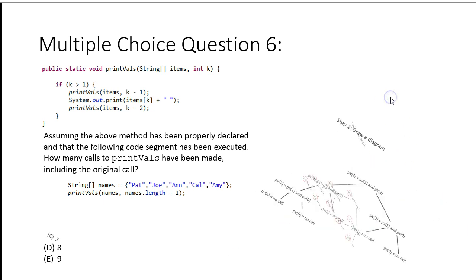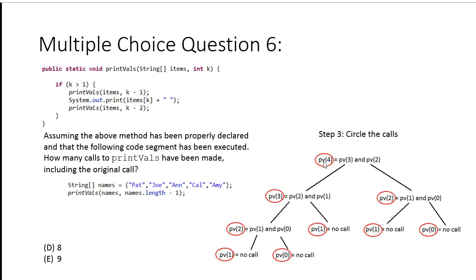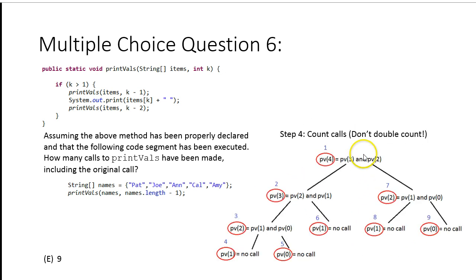So we could draw our diagram again. Here's our initial call. These are all the different calls. Don't double count, so it's going to call PV at 1, so that calls these two, which is, there's PV at 3, PV at 2, PV at 1, PV at 0, and then we roll back, PV at 1, 7, 8, 9. The answer is E.